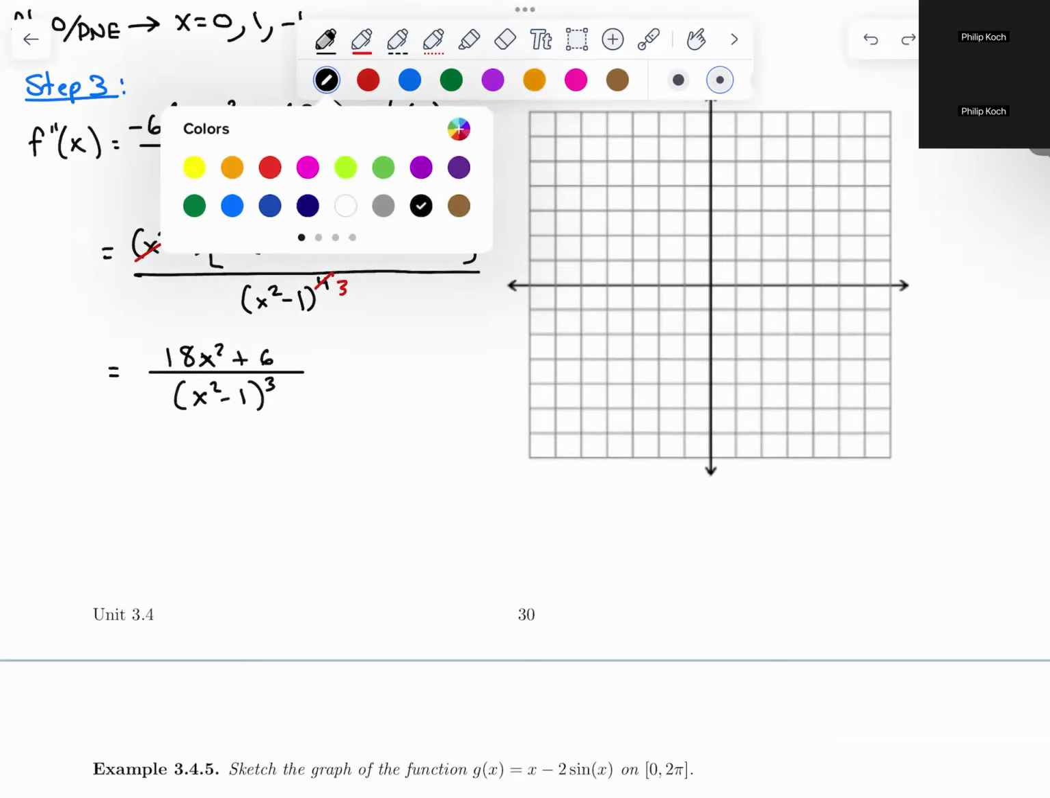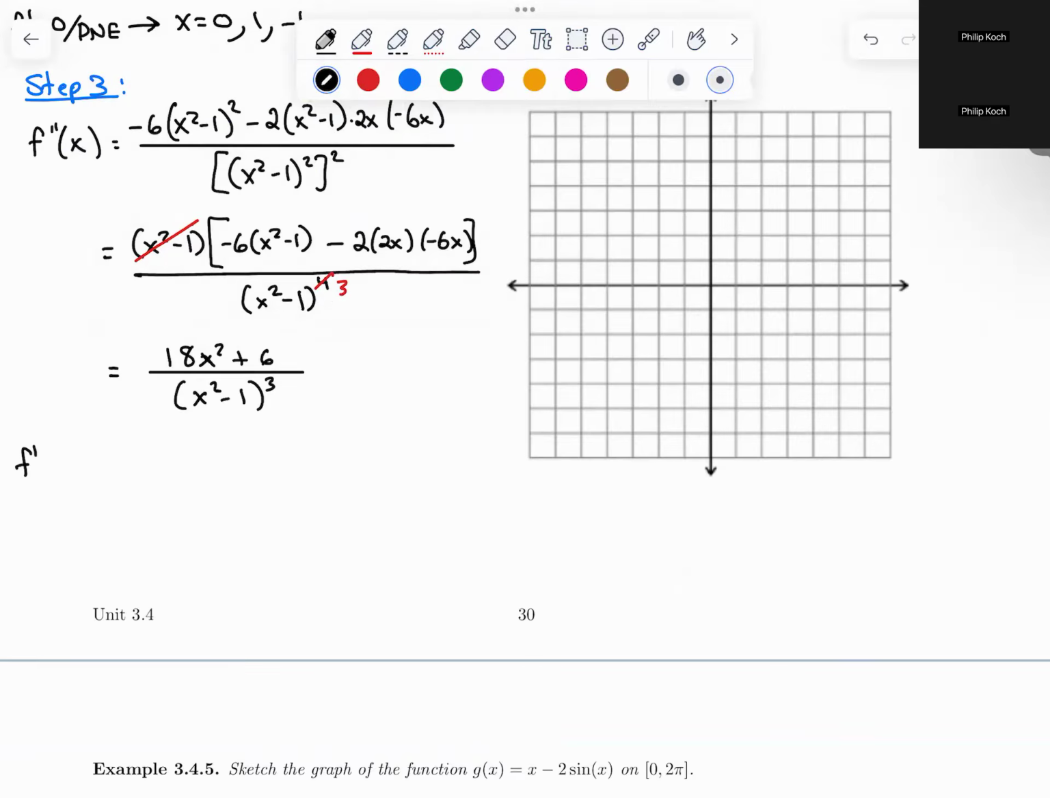So f double prime equal to 0 slash dne would give me x equals 1 and negative 1. That's it. And I want you to think about why. I'm getting the 1 and the negative 1 from the denominator. But the numerator, I'm claiming, doesn't give me any zeros. Why?